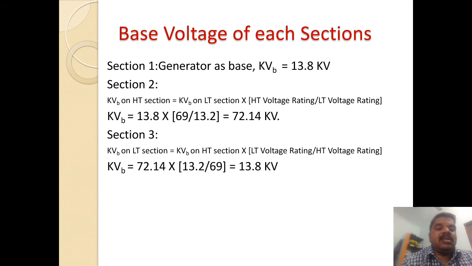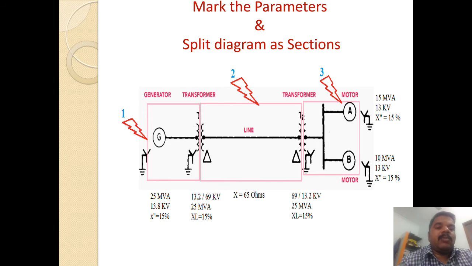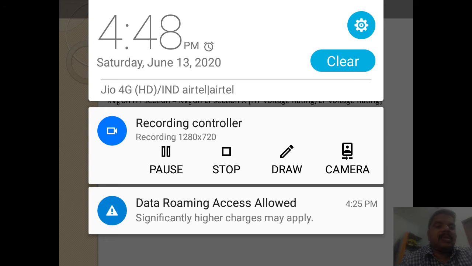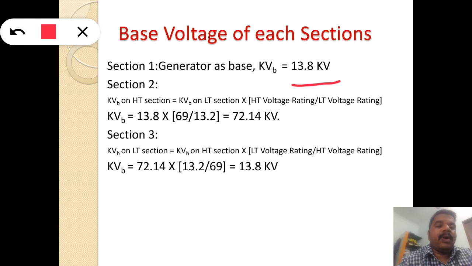KVB on LT section: which side is the LT section? For transformer T1, the LT side is 13.2, which falls under section 1. What is the section 1 value? We already found it as 13.8 kilovolt. So the KVB on LT section, which is the generator section, we already found as 13.8 kilovolt.